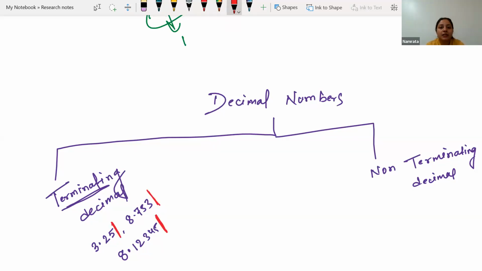And what about a non-terminating decimal number? Non-terminating means not stopping. It is not getting stopped. So it will keep on going, keep on going, and keep on going. An example of a non-terminating decimal can be 0.33333333333. It will just keep on going. So decimal numbers are of two types, terminating and non-terminating. Now we will summarize everything, the concept, and we will discuss what is rational and what is irrational.